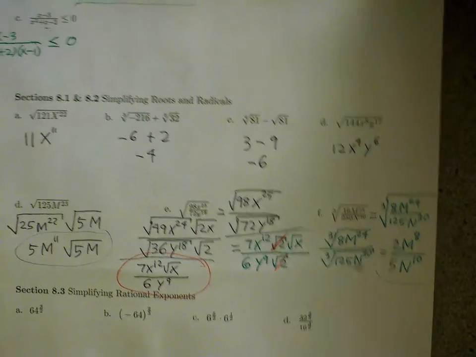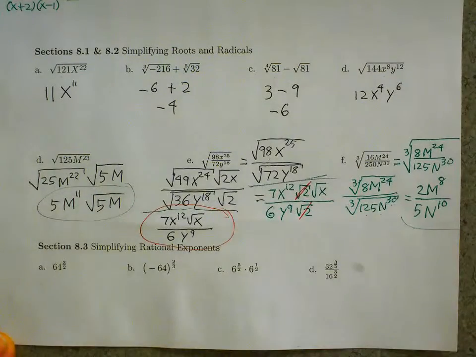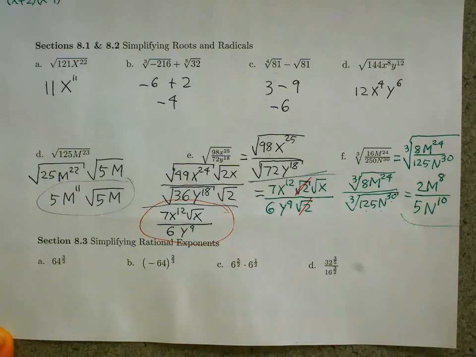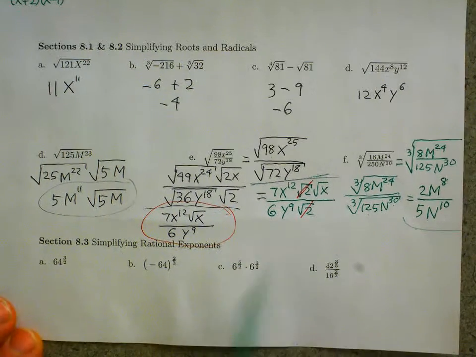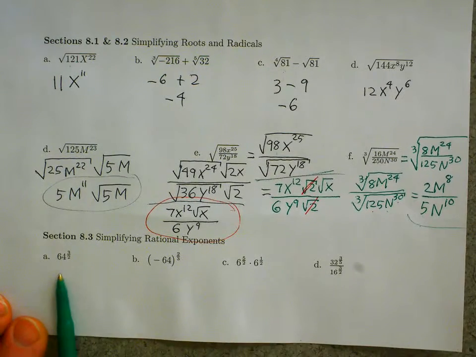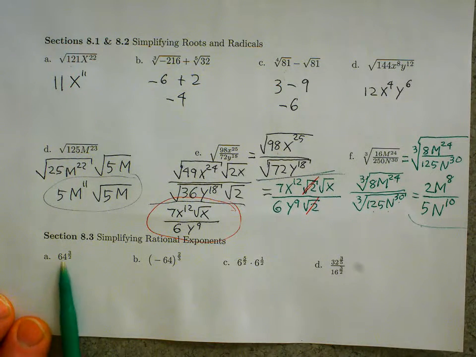In the next section, we're simplifying rational exponents. So this first one, 64 to the 3/2. So that's supposed to be an exponent of 3/2.